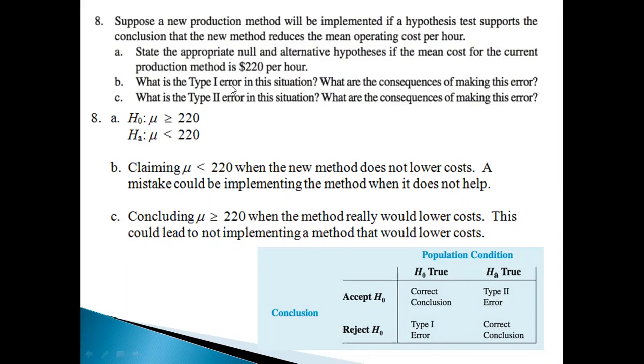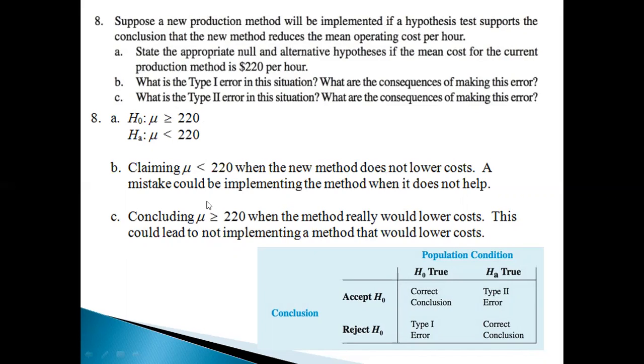So type 1 error in this situation, okay, we're going to reject H naught. So we're claiming the alternative hypothesis is true when the new method does not actually lower cost. We're saying it's true, but it doesn't actually lower the cost. So a mistake would be implementing the new method when it doesn't help.